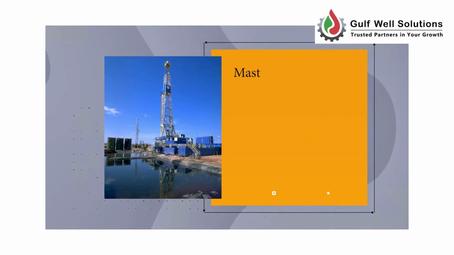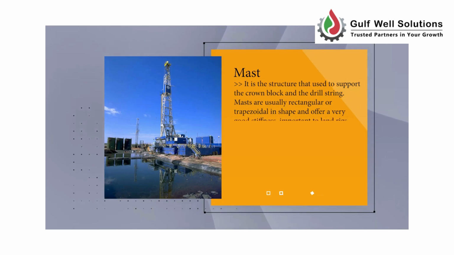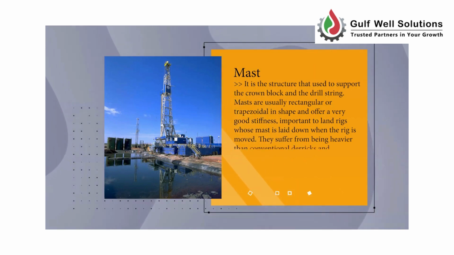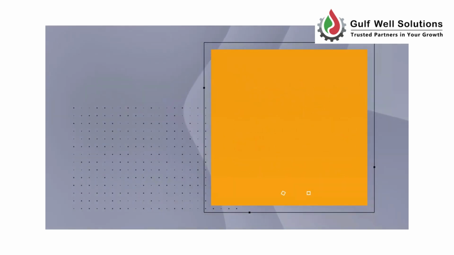Mast. It is the structure used to support the crown block and the drill string. Masts are usually rectangular or trapezoidal in shape and offer very good stiffness, important to land rigs whose mast is laid down when the rig is moved. They suffer from being heavier than conventional derricks and consequently are not usually found in offshore environments, where weight is more of a concern than in land operations.